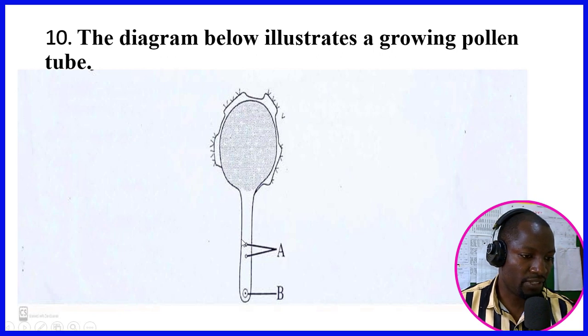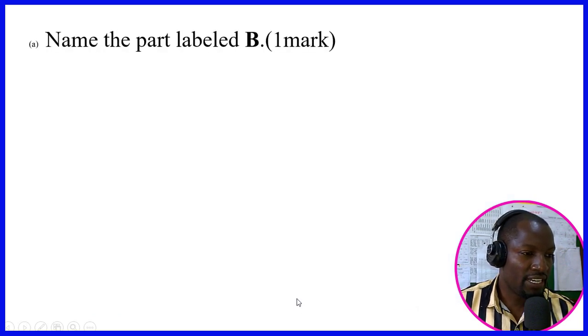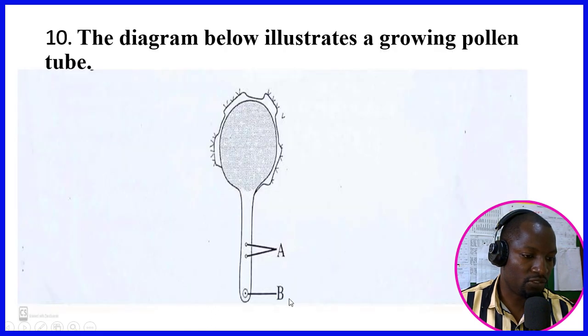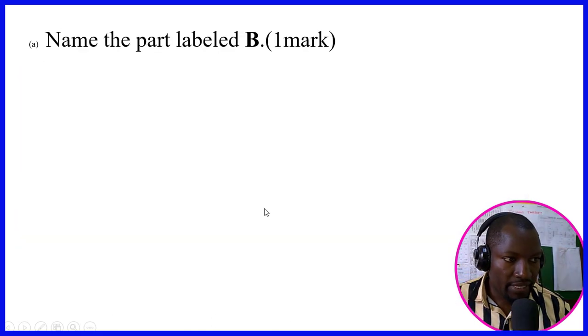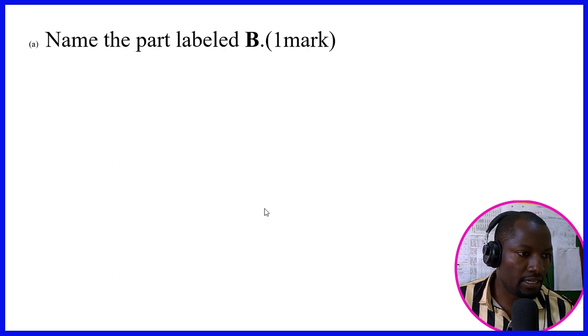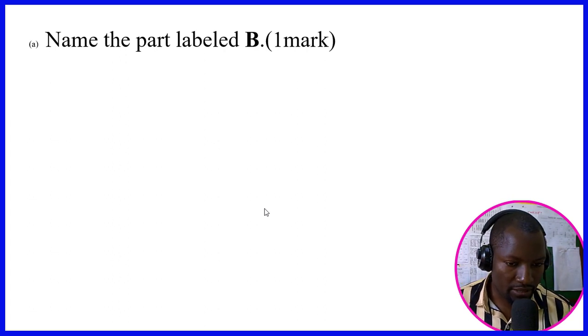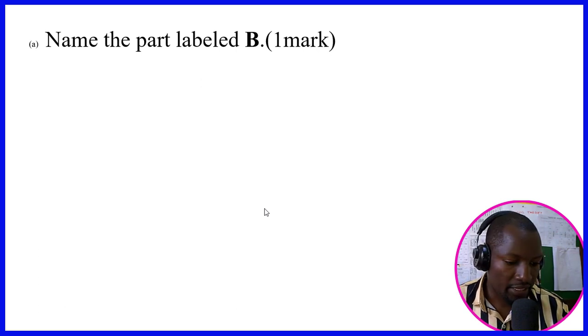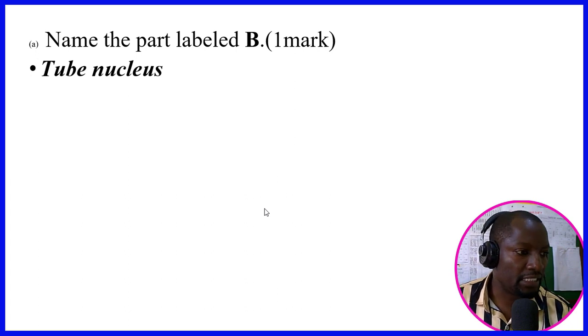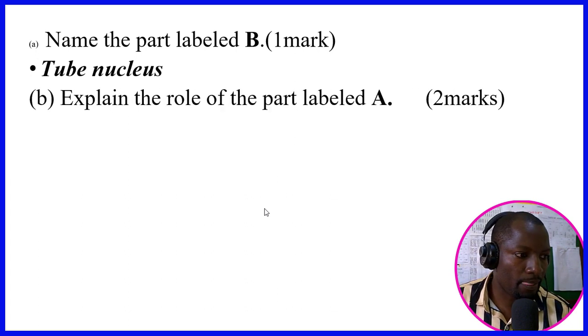The diagram below illustrates a growing pollen tube, and you can see the pollen tube here. We have 2 of them here, A, and then we have 1 down here, B. First question, name the part labeled B. We're talking about this part, this one down here. Now we had looked at B. Therefore, what is B? B is a tube nucleus.